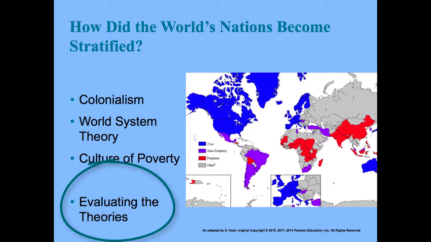All theories have at least some value. However, none of them by themselves is an adequate explanation of global poverty. Taken together and synthesized, these theories have far more value than they do individually to help us understand global stratification.